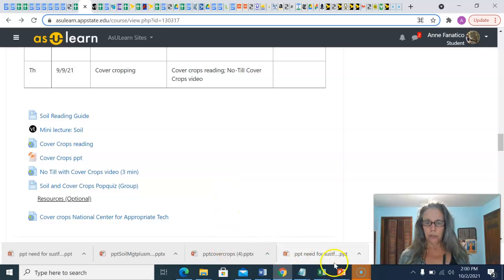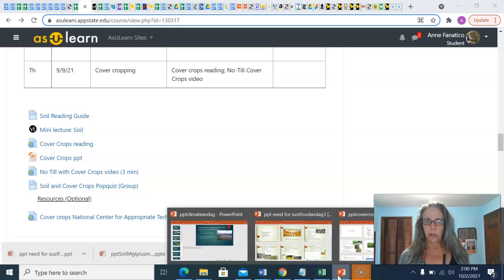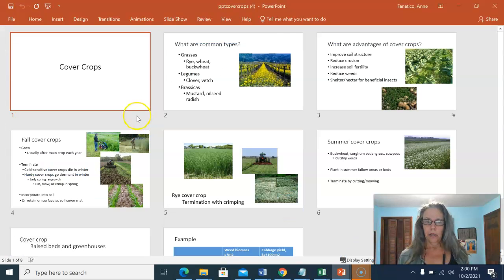You had just a short reading on cover crops. And this is when we learned more about using the rye cover crop. And we actually watched a video on using a rye cover crop, that when you put cover crops in, you need to know how to terminate them.